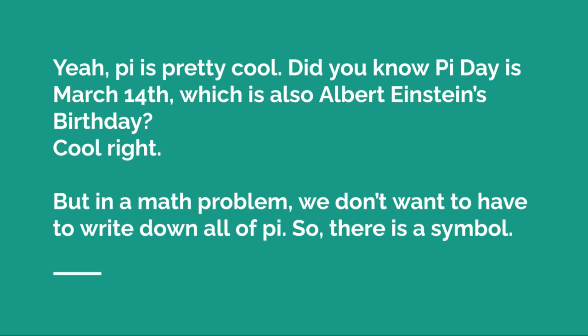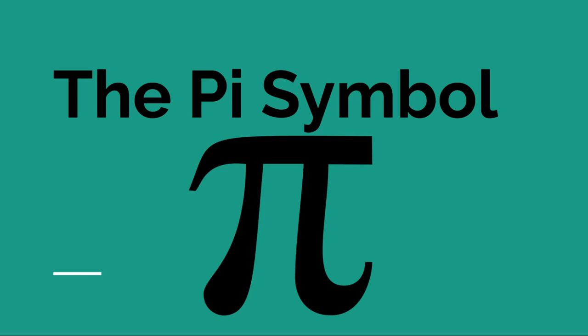Did you know that Pi Day is March 14th, which is also Albert Einstein's birthday? Cool, right? But in a math problem, we don't want to have to write down all of pi, right? We'd be there for decades, millenniums, years. So there's a symbol. The pi symbol. That's the pi symbol. Pretty awesome.